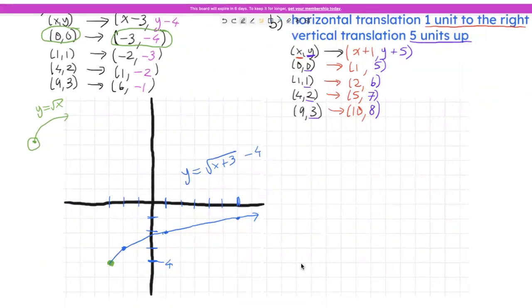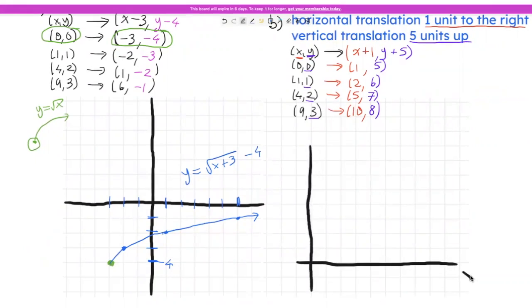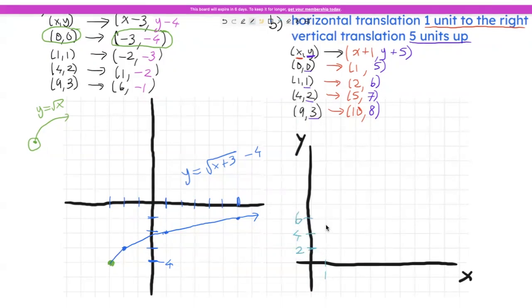Okay, so I'll move the y-axis down here because I can already see that there's a bunch of positive numbers. Okay, x-axis, y-axis, and let's plot these new points. 1, 5: x is 1, y value is 5. So I'm going to go up by 2s: 2, 4, 6. So 5 would be over here. 2, 6, so that would be right here. 5, 7: 3, 4, 5. 5 is with a 7.